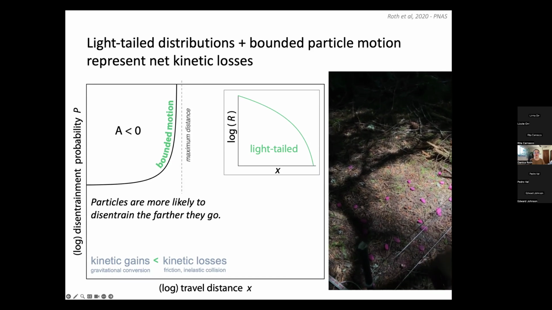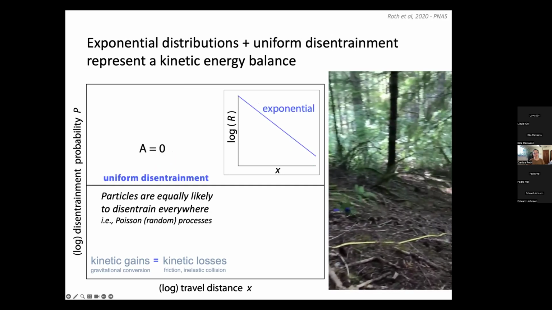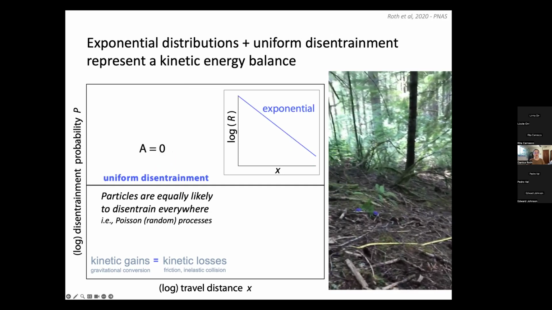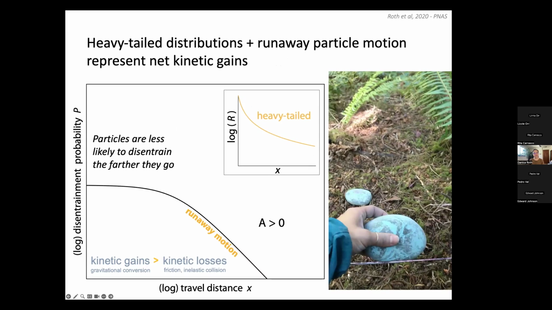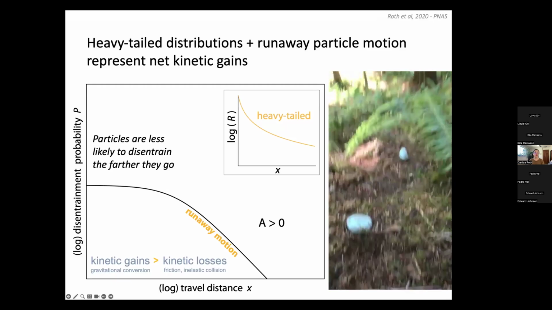Exponential distributions are produced by a uniform disentrainment rate, meaning that particles are equally likely to disentrain at any given position, which is also a random or Poisson process. And that really reflects an average balance in kinetic energy as particles travel downhill, so gaining an equivalent amount of kinetic energy as we're losing to friction.